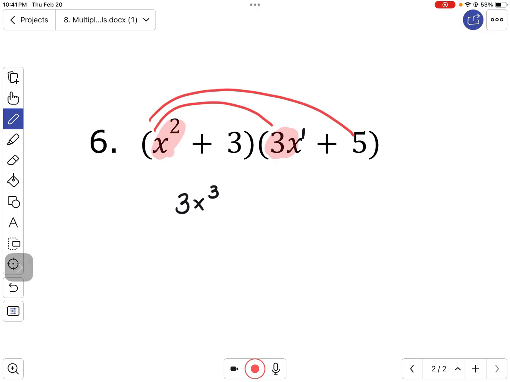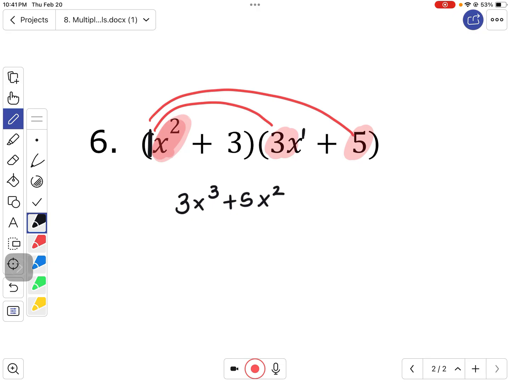Now I'm going to take this x squared again, and now I want to distribute it to this 5. So x squared times 5, if I take my coefficient out front, which really is a 1, if I take 5 times 1, I'm going to get a positive 5, and then I still have that x squared.